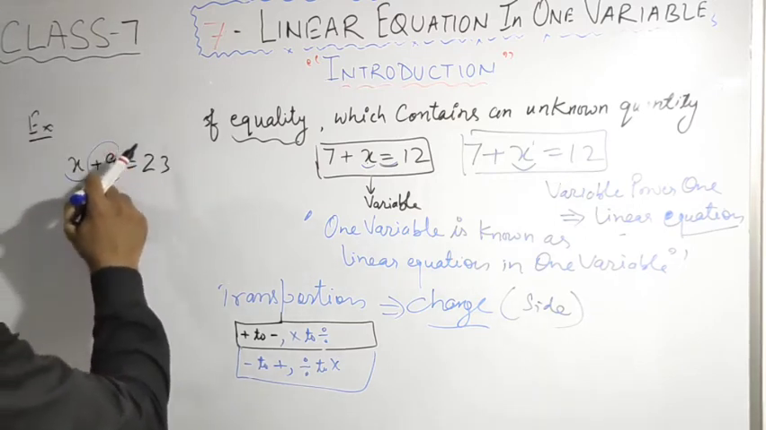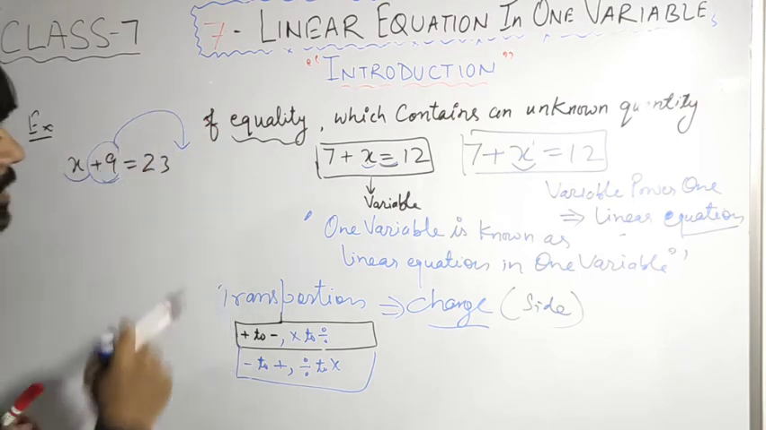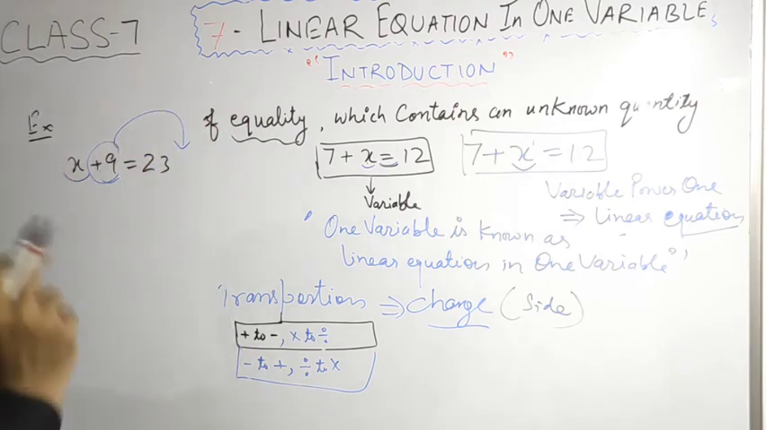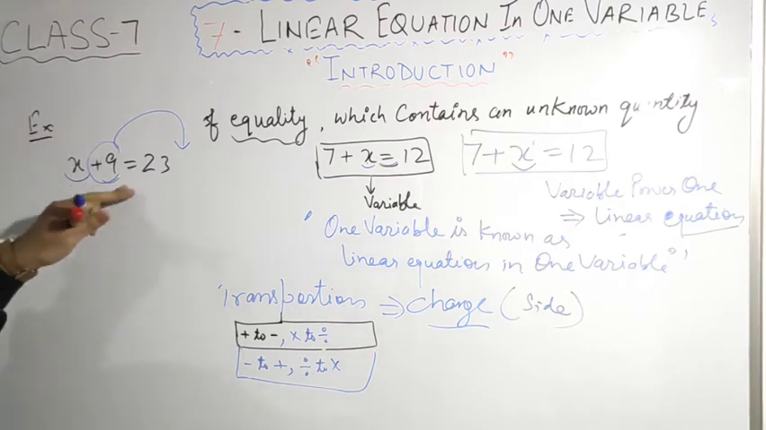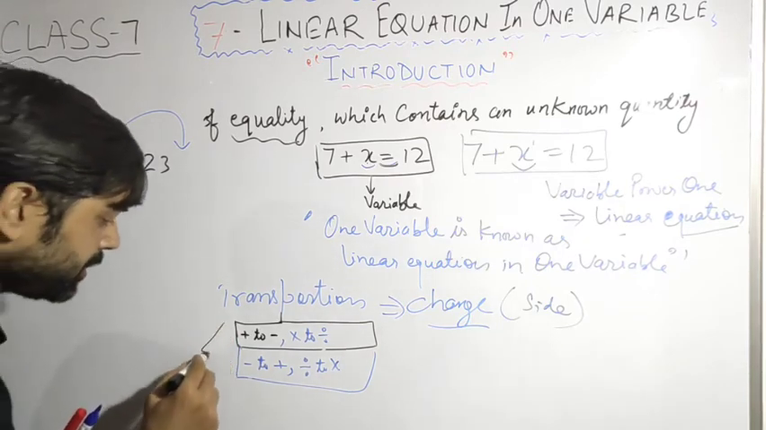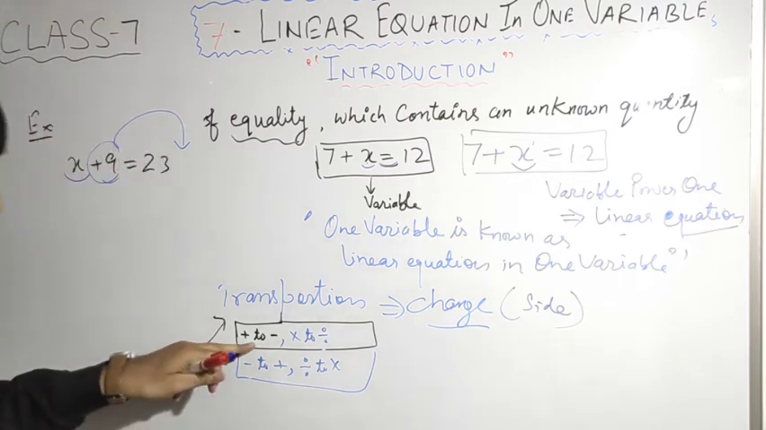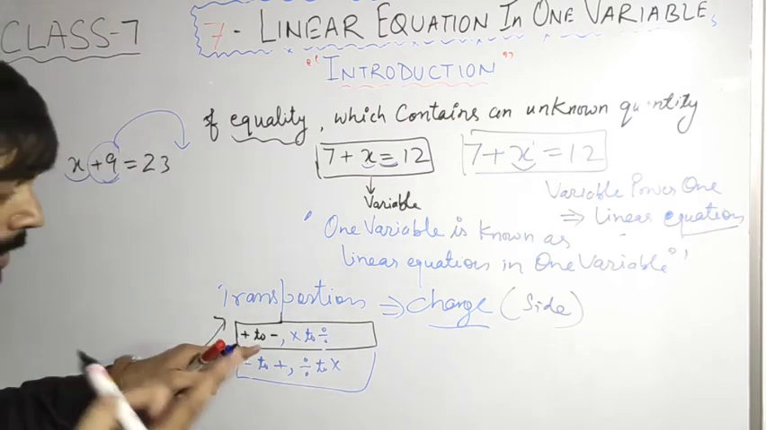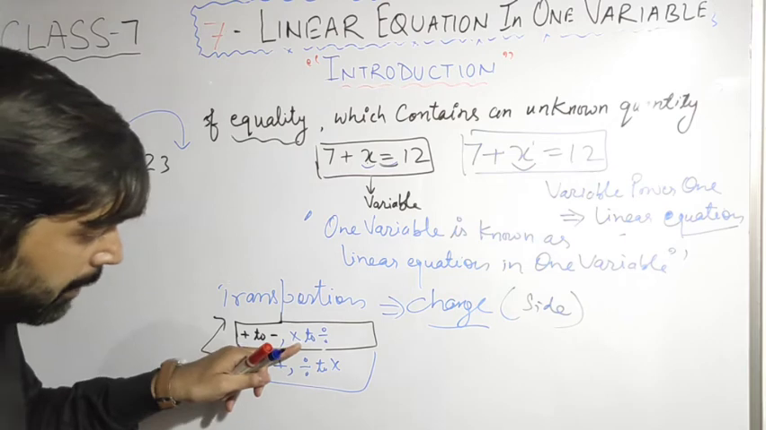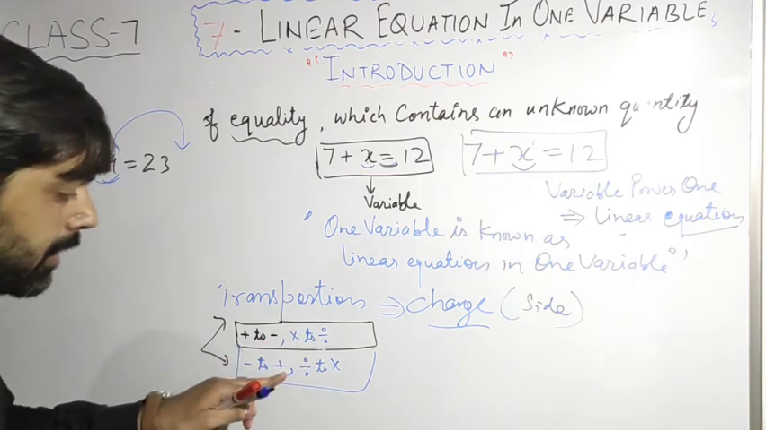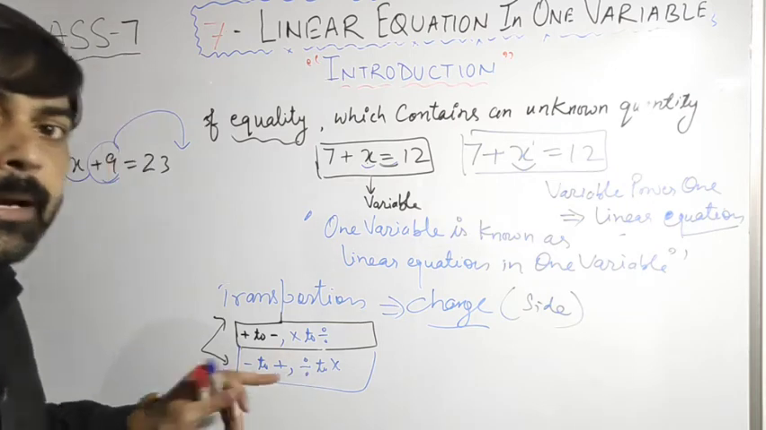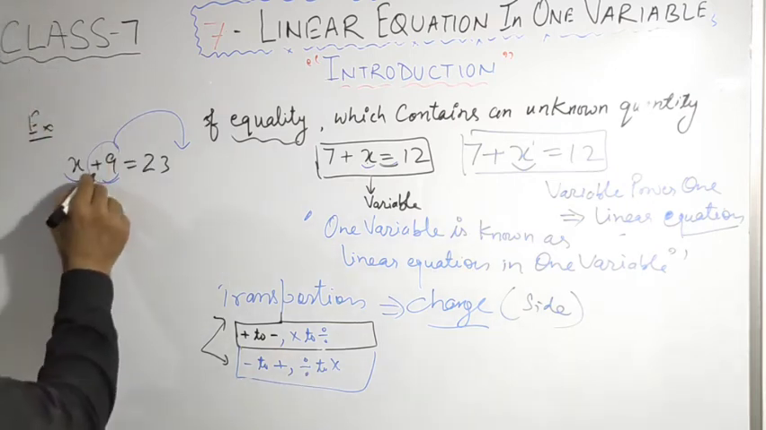We will change the sign along with the side. And listen, keep in mind, when we change the side, the sign will be changed according to this rule. If there is a plus, then it will be minus. If multiply, then it will be division. If minus, then it will be plus. If division, then it will be multiplication. Understood?